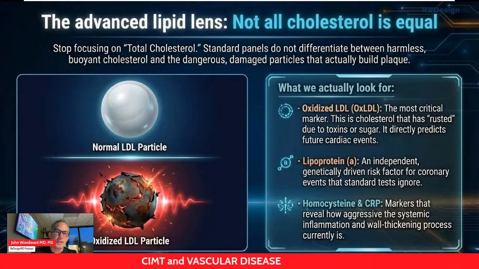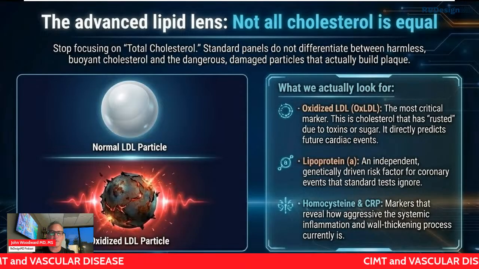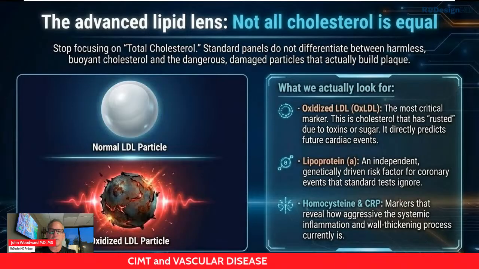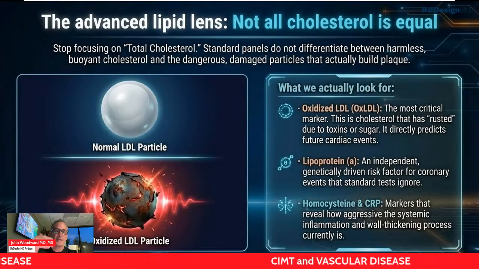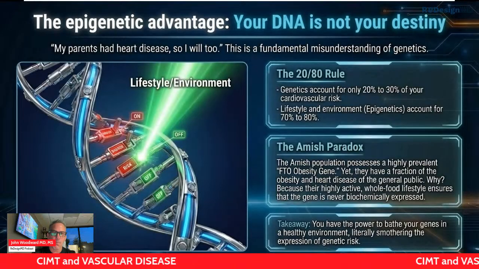We should look at lipoprotein(a), which is an independent genetic driver of disease, significantly so. Homocysteine and CRP are two other markers that can measure oxidative stress and inflammation and that contribute to this wall thickening or your arterial age increasing. Significant markers that we look at when we look at your vascular system.